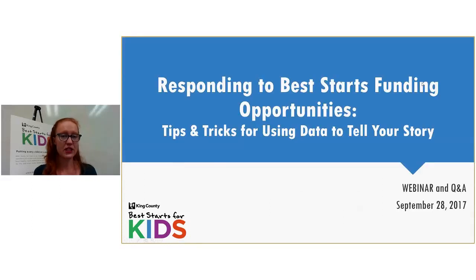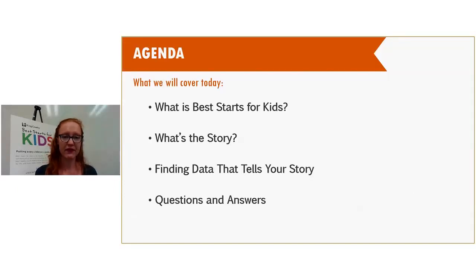What we're going to talk about today is responding to funding opportunities through Best Starts for Kids, tips and tricks for using data to tell your story. And what we mean by your story, we'll talk a little bit more about, but that's really the most important part of our message for you today. And this is just one of several resources that we're working to make available for applicants. So we'll talk more also about some further resources if all your questions aren't answered today, or if you do have ones that are specific to an RFP that you're thinking about responding to or working on an application for. So what we're going to cover today first is a brief overview of Best Starts for Kids. What's the story? So how to frame your funding proposal, how to find data that will help you tell your story, and then again, questions and answers.